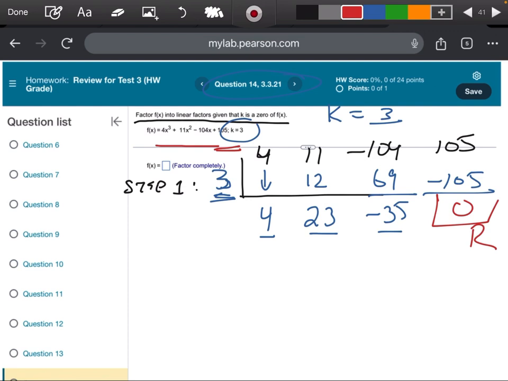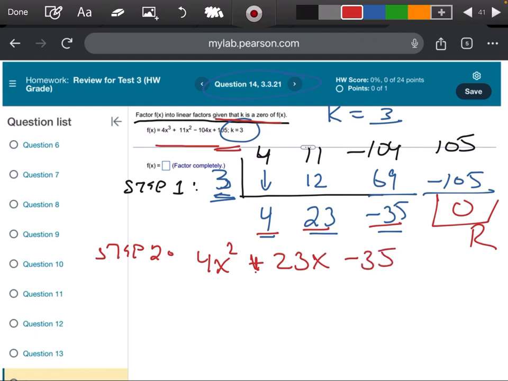Okay, so y'all, the first thing I want to mention is that I should be getting 0 because they said that the number that they gave us was a zero of the polynomial. It just means that it reduces nice and pretty, okay? So look, y'all, step number 2. What I'm going to do is write out the polynomial that I have here. That's a 4x squared, that's a positive 23x, and then a minus 35.